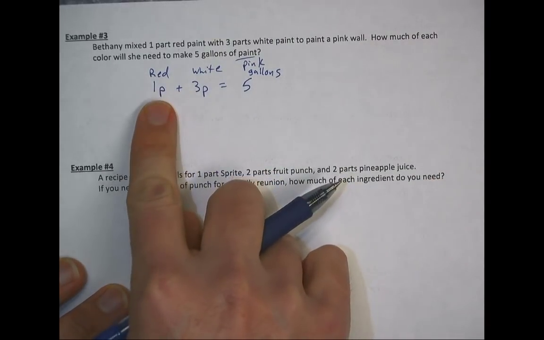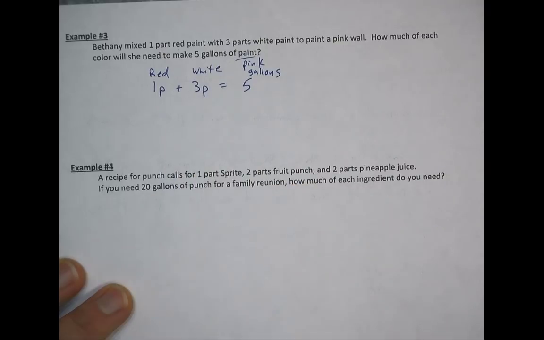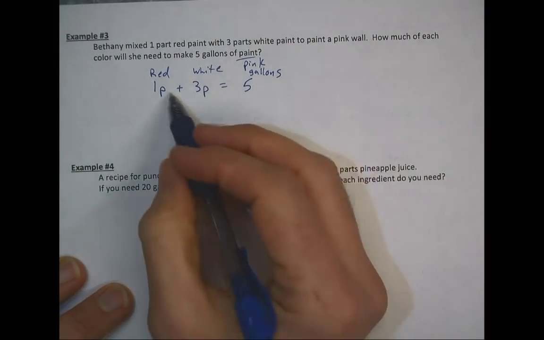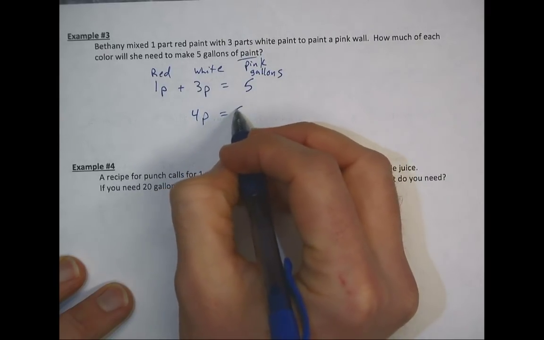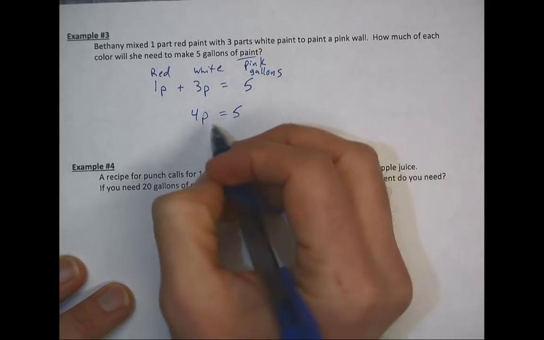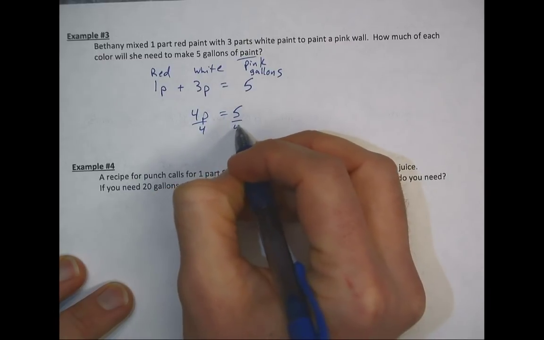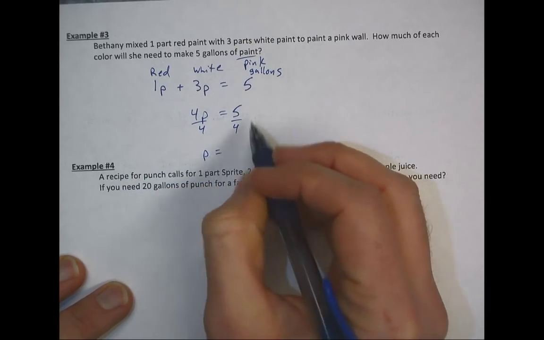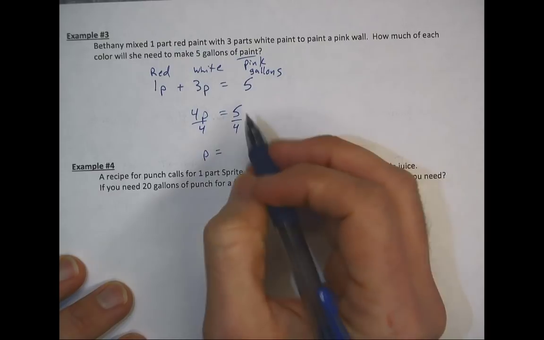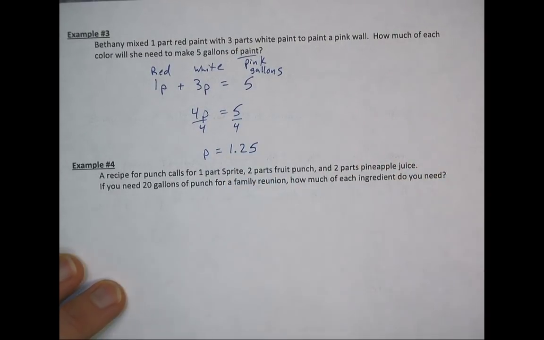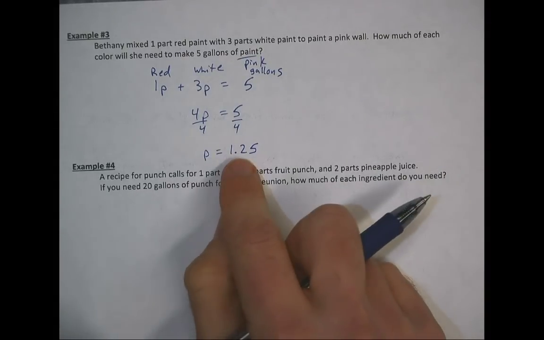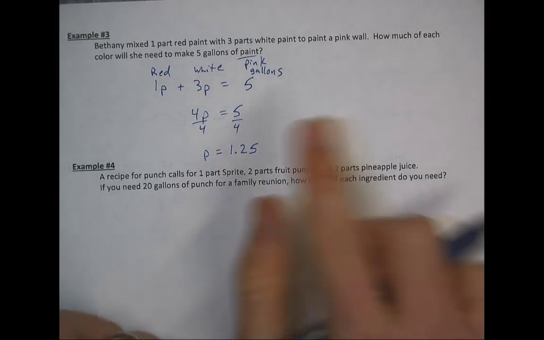So 1 part red plus 3 parts white has to come out to 5 gallons. Well, very simple equation we can all solve. So we're going to put this together. That's 4p equals 5. So I'm going to divide by 4 to isolate my variable. And the answer is 5/4. If you divide that, it's a nice decimal, 1.25. So p represents 1.25, but that doesn't answer the question.